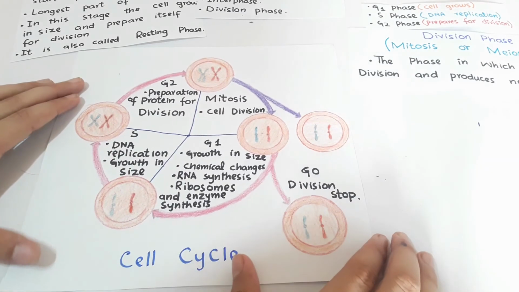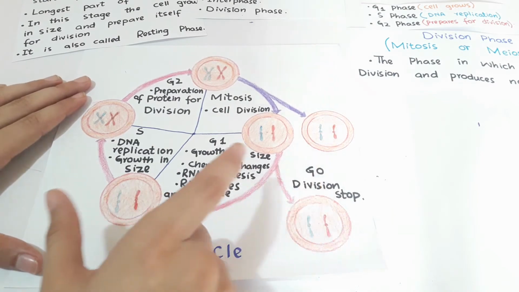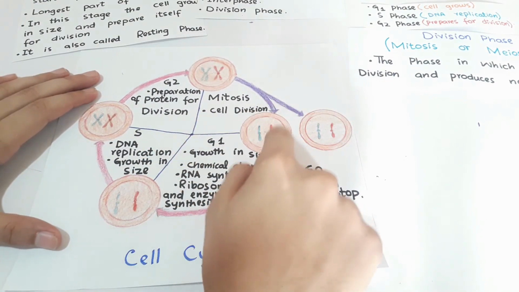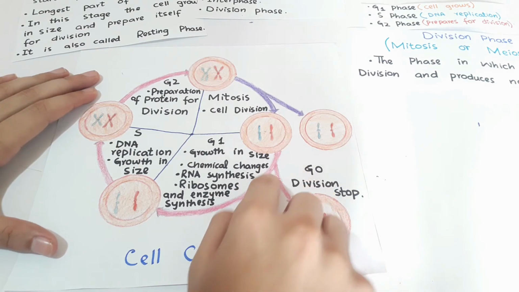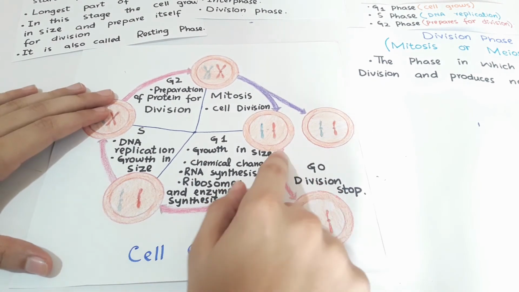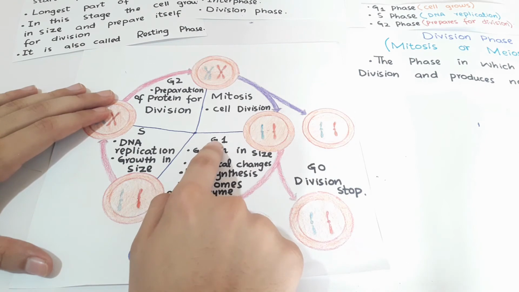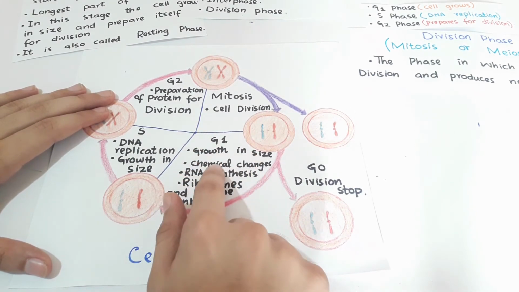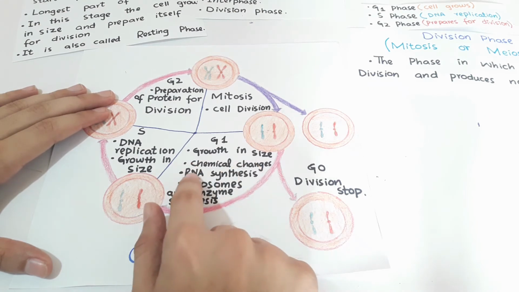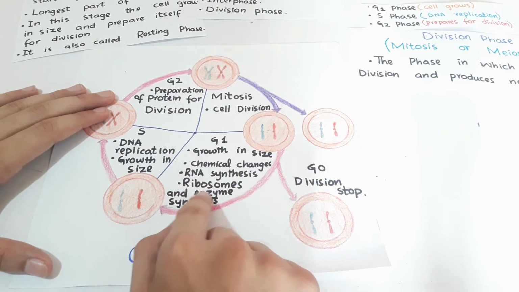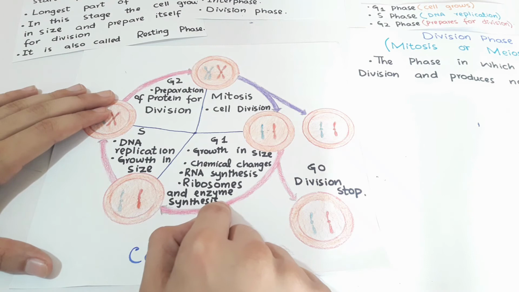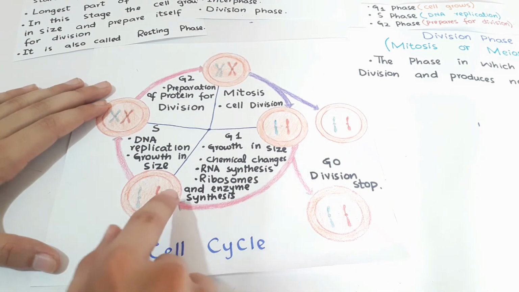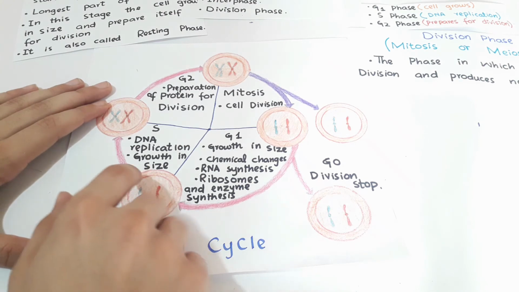Look at this figure so that you will understand the cell cycle diagrammatically. After the end of cell division, the cells enter into the interphase. In interphase, the first phase is G1 phase. In G1 phase, the growth of the cell takes place, chemical changes occur, and RNA synthesis, ribosome and enzyme synthesis take place. After the end of G1 phase, the cells enter into the S phase.